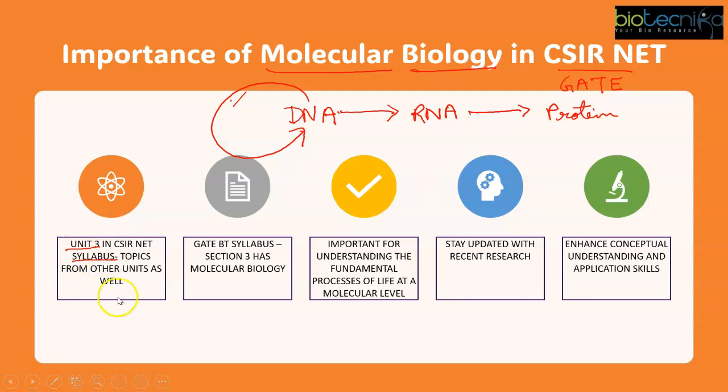From the CSIR NET syllabus, this is Unit 3, but the topics are covered in other units as well. From the GATE BT syllabus, it is Section 3. In Section 3, there is molecular biology, but it is correlated with cell biology and genetics as well. So when studying molecular biology, what kind of understanding should you have? Because it is so vast, your concepts and basic roots of knowledge should be completely clear. It is important for understanding the fundamental processes of life at a molecular level.